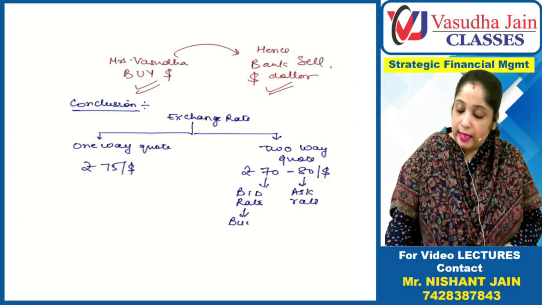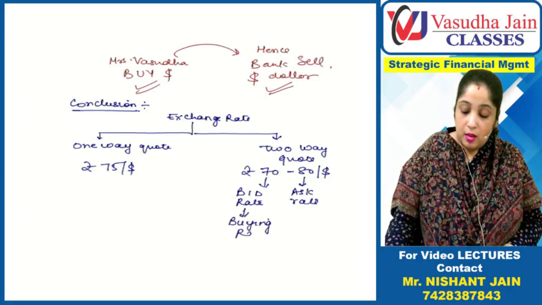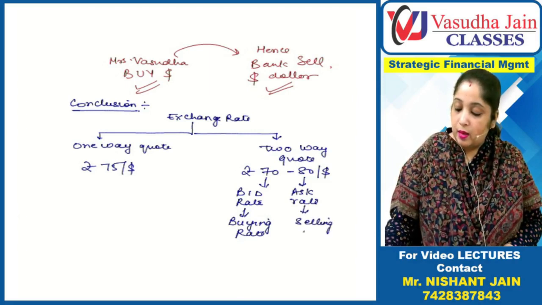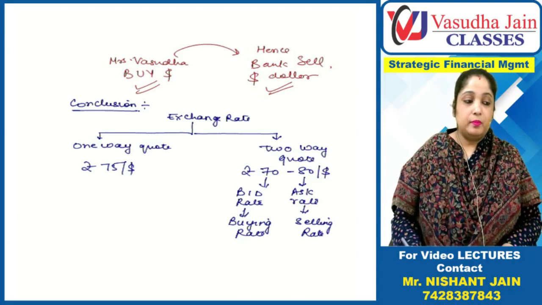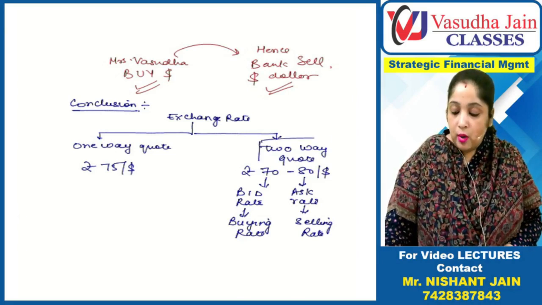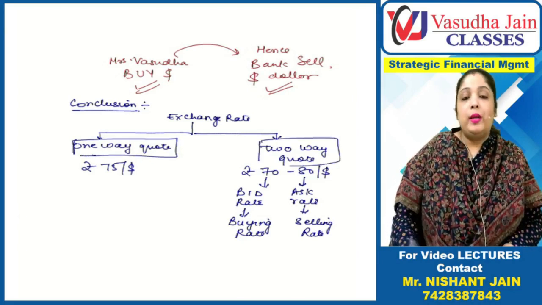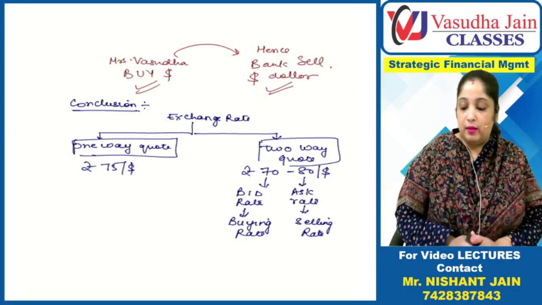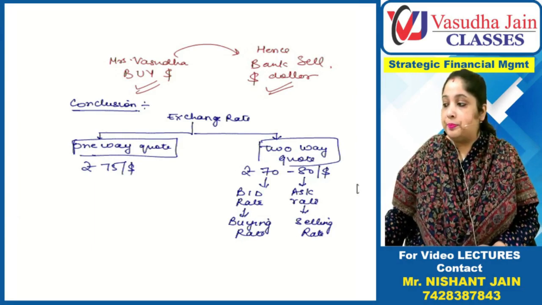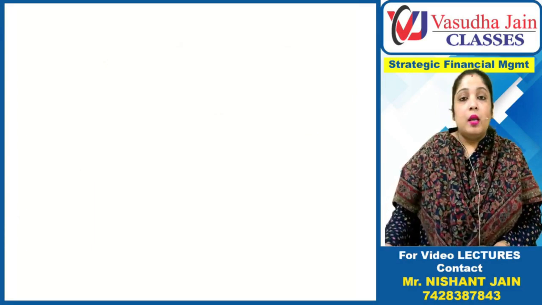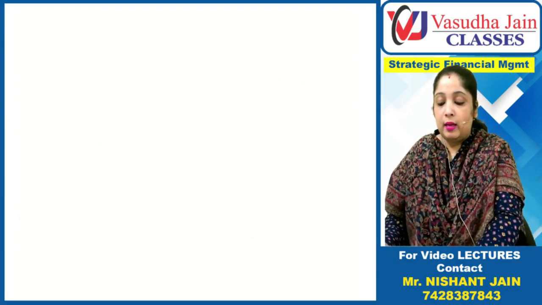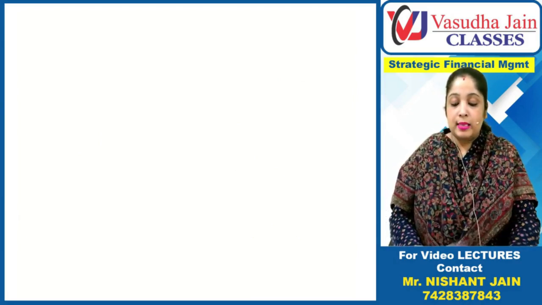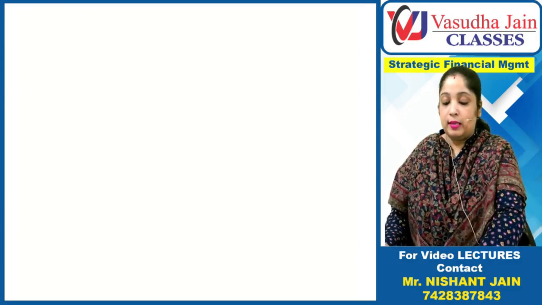Bid rate implies buying rate and ask rate is called selling rate. Okay. Now this is the two-way quote and this is a one-way quote. Quotations are given by bank. Now coming back to very basics again. Okay. Now I want you to understand the currency rule, that is there is home currency and then there is a foreign currency.